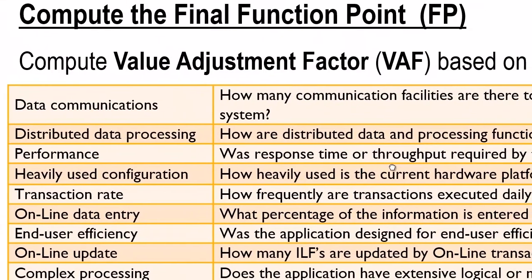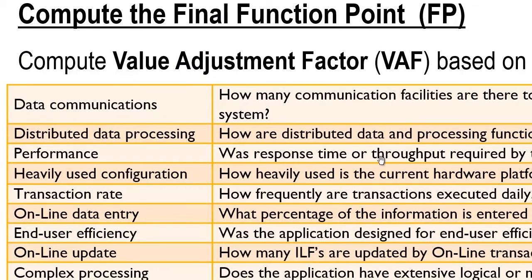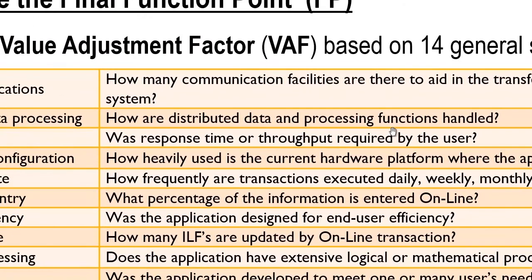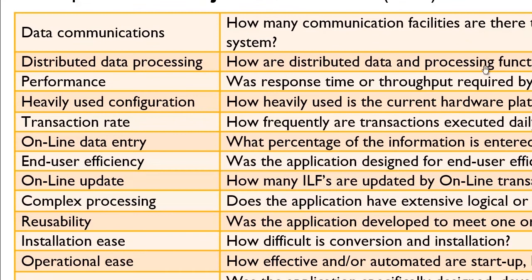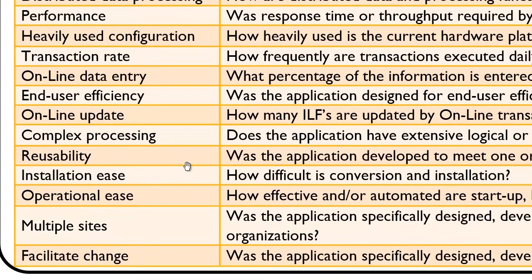Now, computing the final function point, we have to compute the value adjustment factor based on 14 general system characteristics. I will repeat the 14 general system characteristics: data communications, distributed data processing, performance, heavily used configuration, transaction rate, online data entry, end user efficiency, online update, complex processing, reusability, installation ease, operational ease, multiple sites and facilitate change.